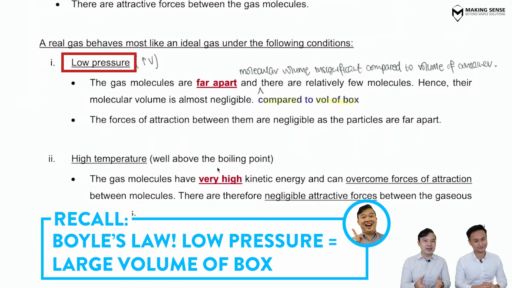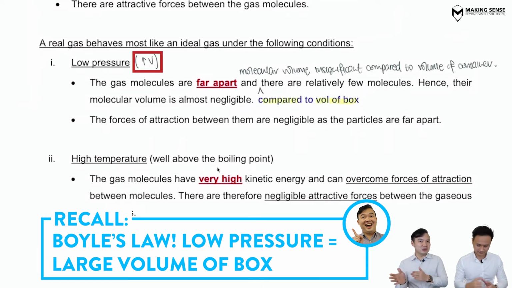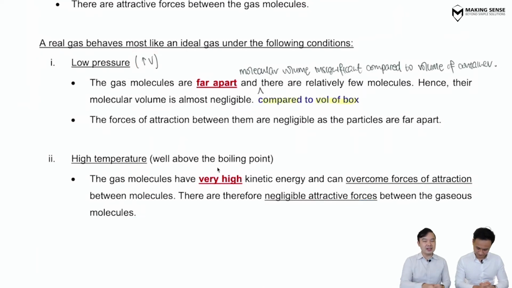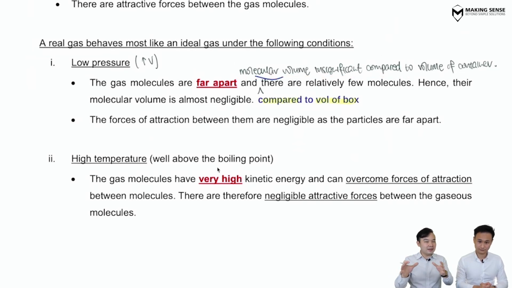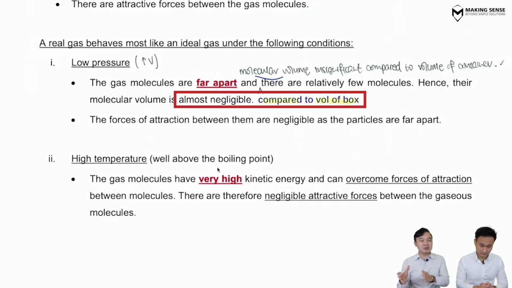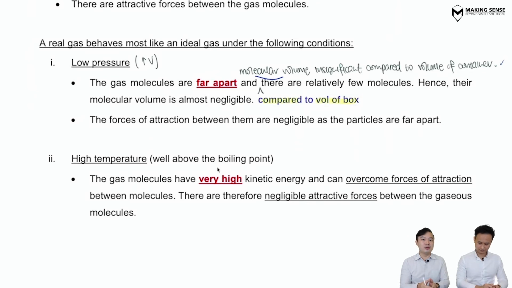Now, why is that good? It's because low pressure always corresponds to large volume. What's the significance of that? The molecular volume of the particles is now going to be insignificant compared to the volume of the entire container. These particles are very far apart, and there's a lot of empty space in between them. That is why this particular condition helps me go closer towards the first assumption: the molecular volume is insignificant compared to the volume of the container.